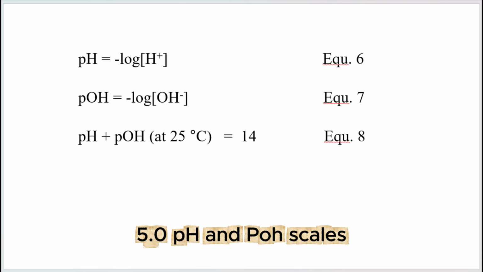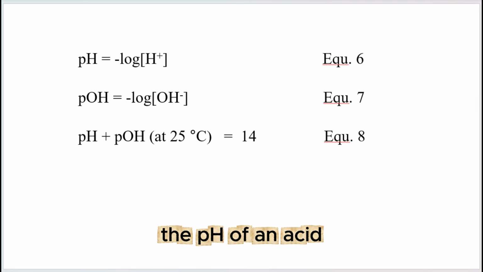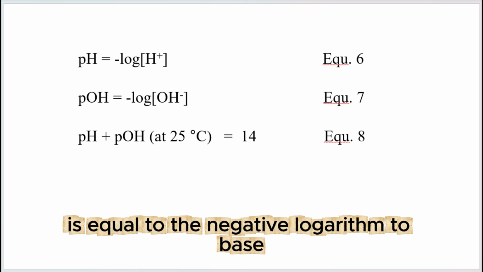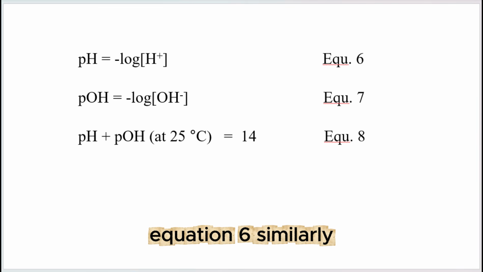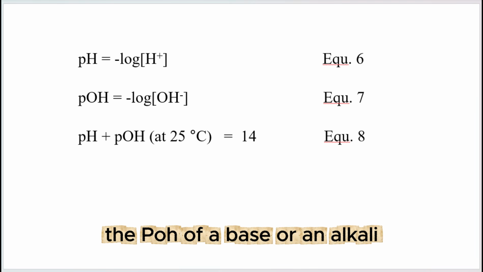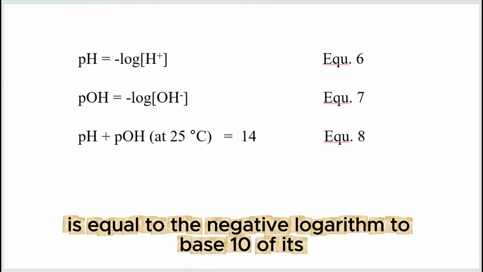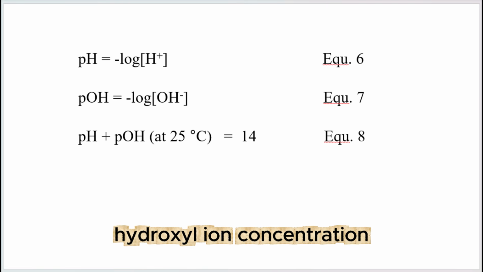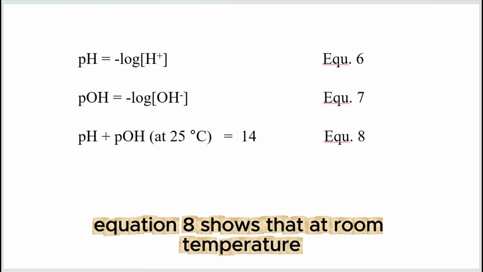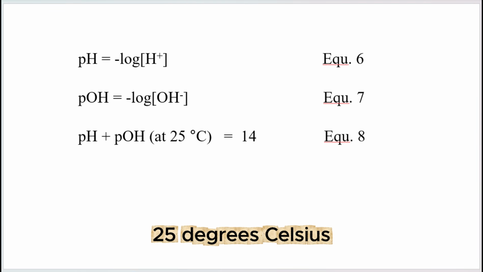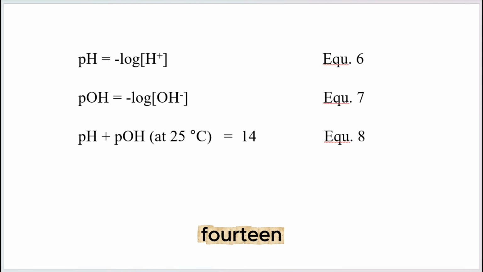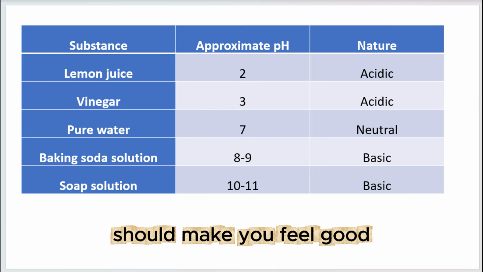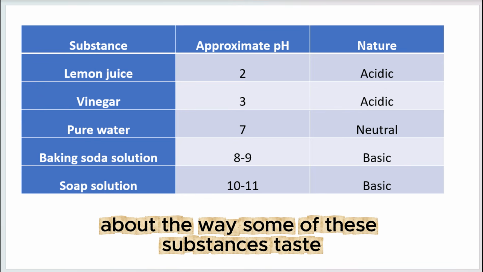5.0. pH and pOH scales. The pH of an acid is equal to the negative logarithm to base 10 of its hydrogen ion concentration. Equation 6. Similarly, the pOH of a base or an alkali is equal to the negative logarithm to base 10 of its hydroxyl ion concentration. Equation 7. Equation 8 shows that at room temperature, 25 degrees Celsius, the sum of the pH and pOH of a substance equals 14.